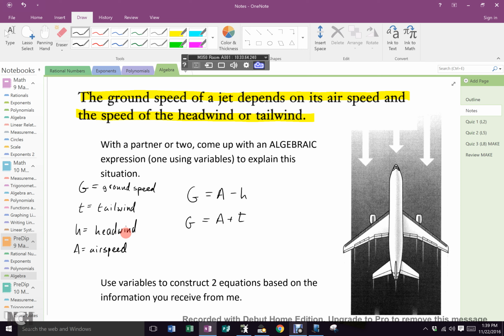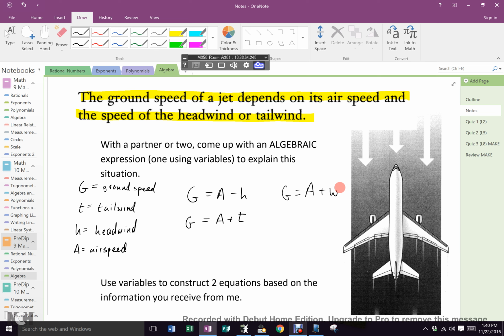Michael Schumacher, hit me. I wrote G is equal to A plus W. W is representing the wind, either positive or negative. So you have ground speed equals airspeed plus W. Anybody got something else? Y'all got those exact two things.